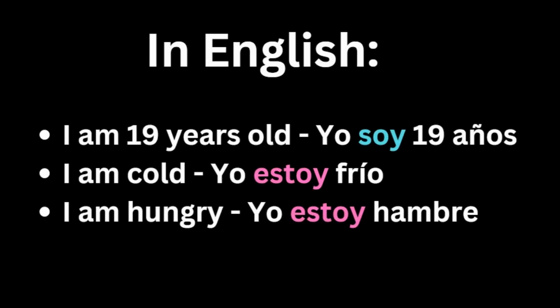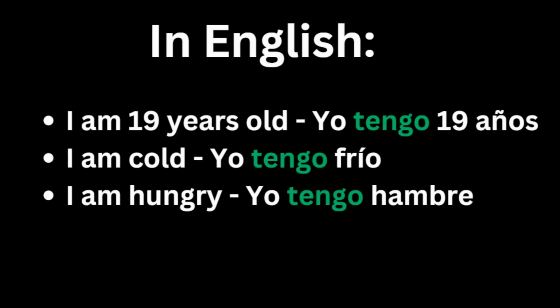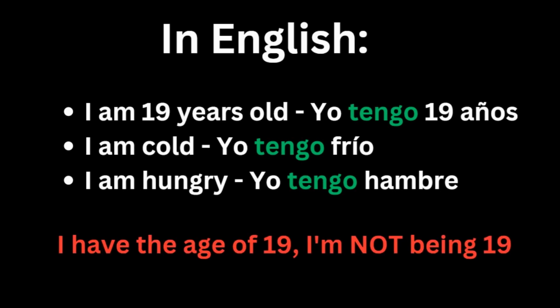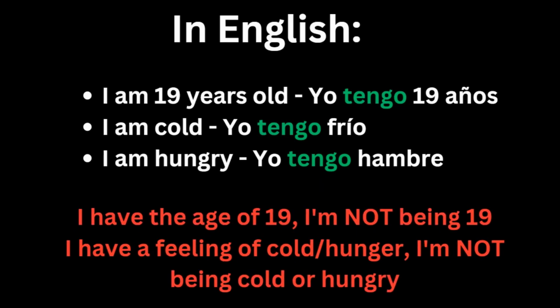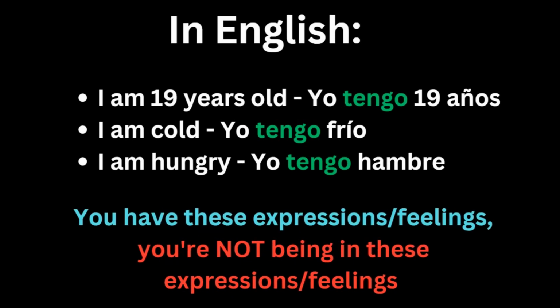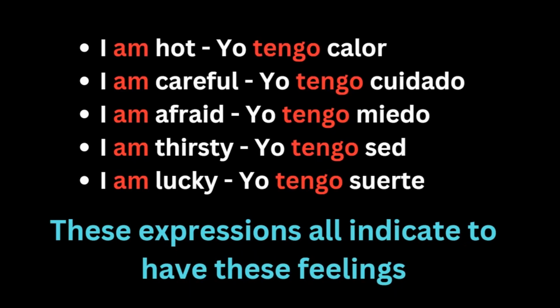Instead of using soy or estoy with these expressions, you will need to use tener, and in this case, yo tengo. Instead of saying estoy 19 años, you'll say tengo 19 años because actually, I'm indicating that I have the age of 19 rather than me being 19. By saying tengo frío or tengo hambre, I'm indicating that I have a feeling of cold and I have a feeling of hunger. These expressions technically are not permanent nor temporary, which doesn't allow you to use the verb ser or estar. So instead, you have these feelings rather than being in these feelings. Of course, tener uses other feelings like these ones, but they're not as important as the other ones in conversation. And the same concept applies to any pronouns you want to use.